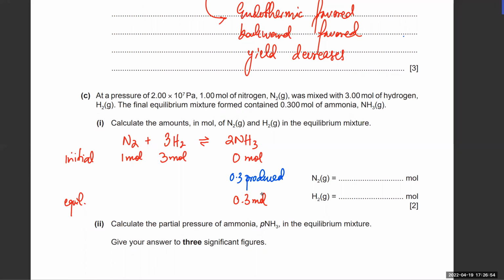So that means 0.3 moles of NH3 has been produced, because you had 0 initially and now we've got 0.3. So how much N2 and how much H2 must have reacted for that? If you want to produce 0.3 moles of NH3, how much N2 and how much H2? 0.15 of N2 would have reacted, right?